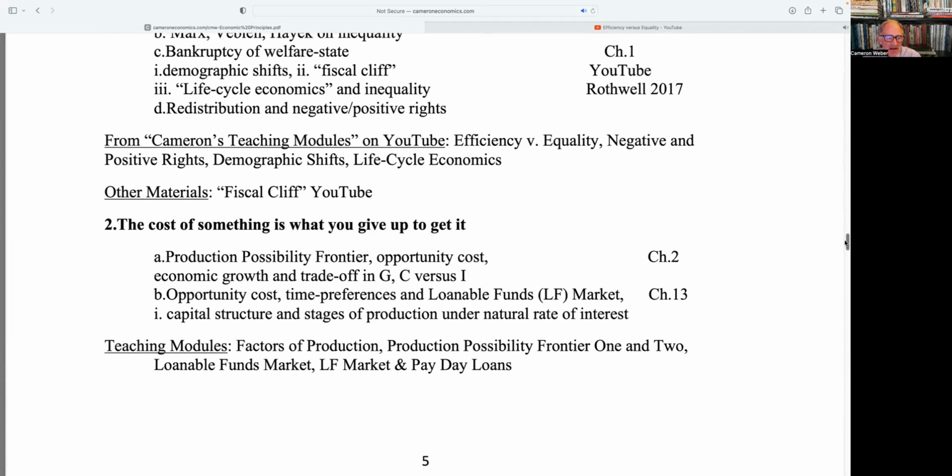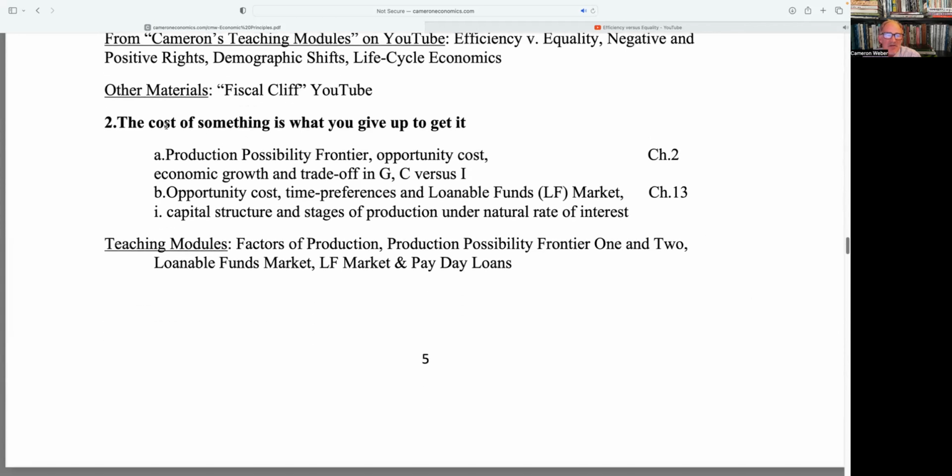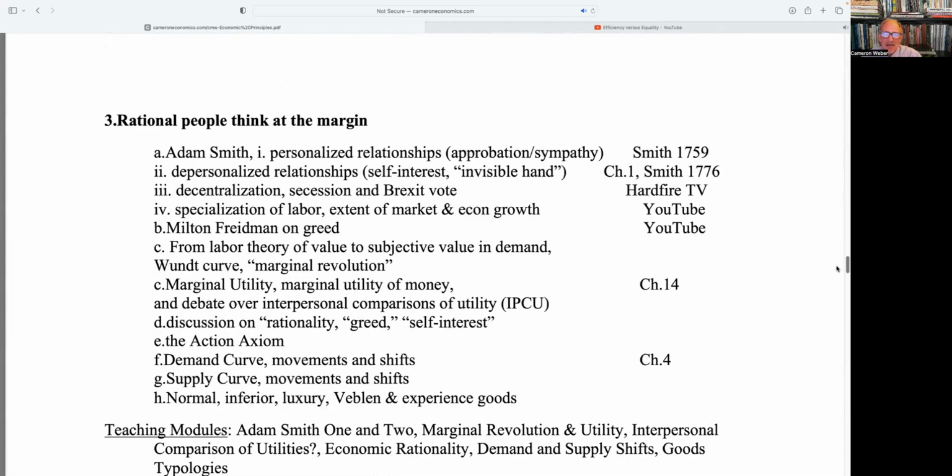And then the second principle is opportunity cost. Something's value is what you give up to get it. The model there would be the production possibility frontier. And then we look at the ultimate cost, which is opportunity cost. And then we tie the opportunity cost and the loanable funds market to the capital structure in the economy. All of this is spelled out in these teaching modules on my YouTube channel. And the third economic principle is people think at the margin.